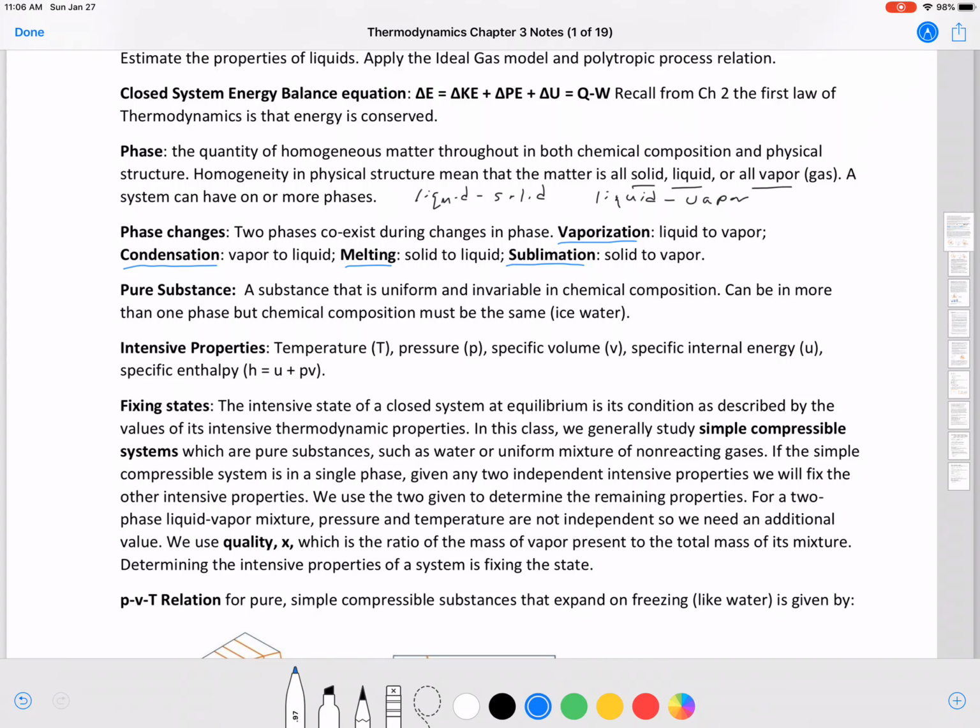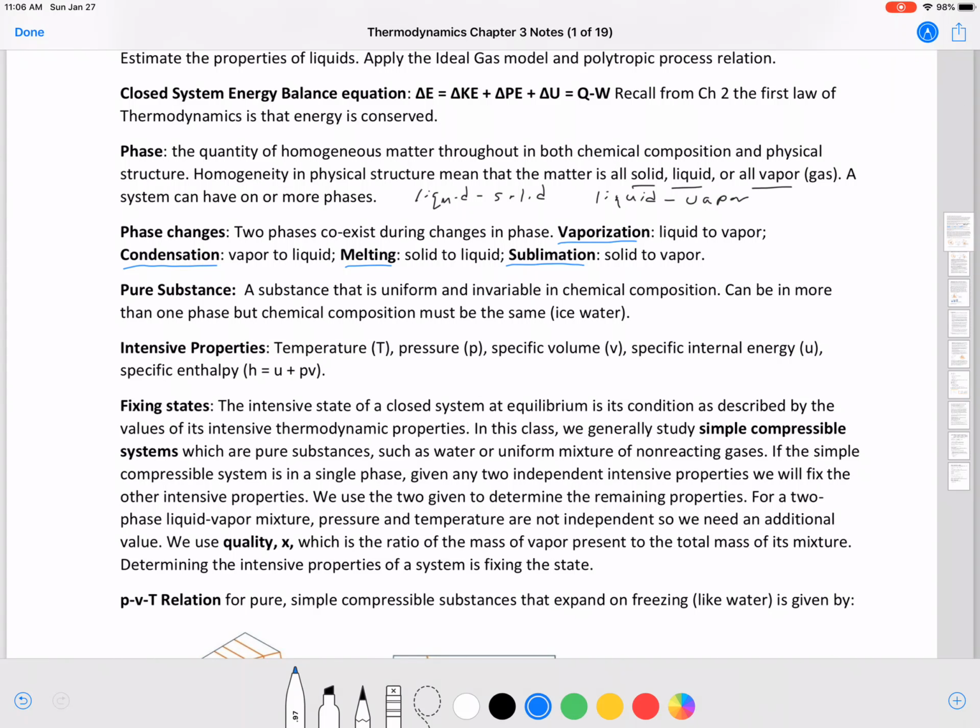A pure substance is uniform and invariable in composition. It can be in more than one phase, but the chemical composition must be the same. So again, like a glass of ice water, that is a pure substance, H2O, but it has two phases at that time, solid ice and liquid.